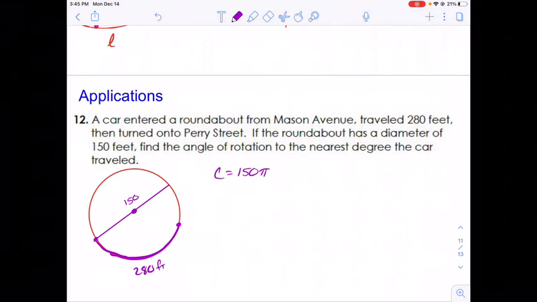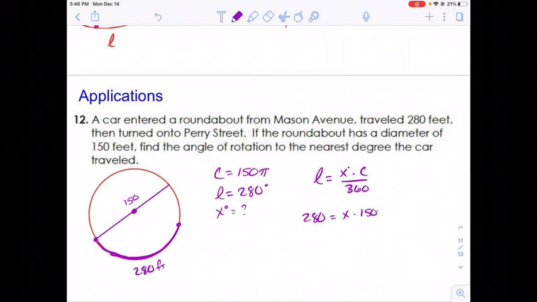And so that gives us our total length. That is actually the length here, 280 feet. So we want to figure out what is x. That's what we're trying to find. So we're going to do our formula. Length is equal to x times the circumference divided by 360. So we're going to plug our numbers in. We have the length of 280 equal to x, which we're looking for, times the circumference, which is 150 pi, divided by 360.